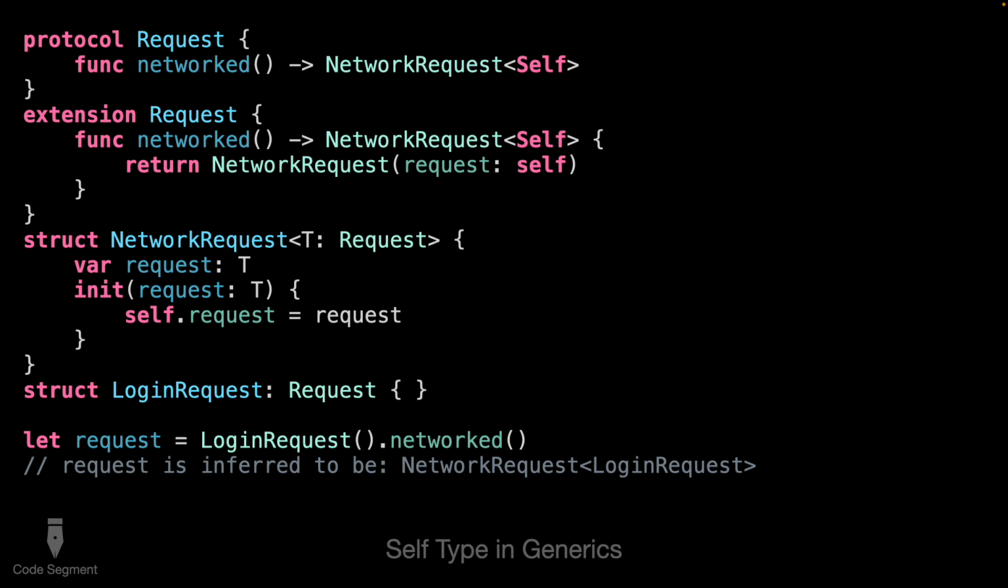So when we do this, networked calls the default implementation on the request protocol, right? And so it's going to return a network request of self. And because login request is a struct that is called login request, right? Then self, the type self, is login request for this instance, which means that the request constant that we assign to its type is inferred to be network request wrapping a login request. Does that make sense? Any questions about that?